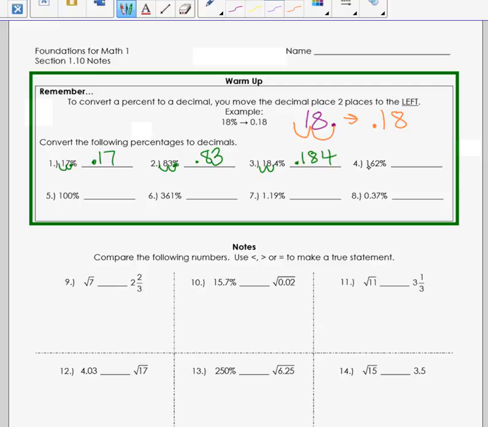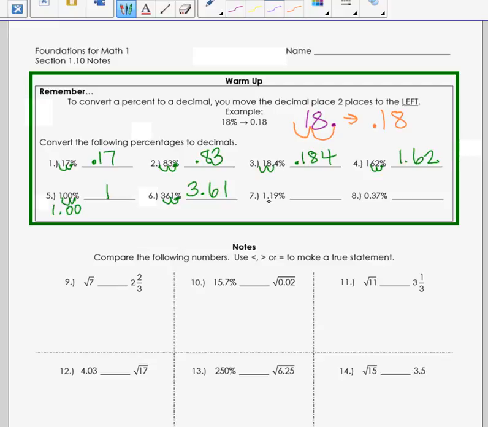For number 4, 162%, well, my decimal is right here because there isn't one. It's just like number 1 and number 2. So it's here, but when I move it 2 to the left, I'm not all the way over. I'm between the 1 and the 6, so 1.62. So if you do that each time for number 5, your decimal is right there. So if I move it 2 to the left, I'm at 1.00. Well, 1.00, remember you don't need to do the zero, so you can just write 1. For number 6, your decimal point is right here, 361%. Move it to the left, and you're at 3.61.